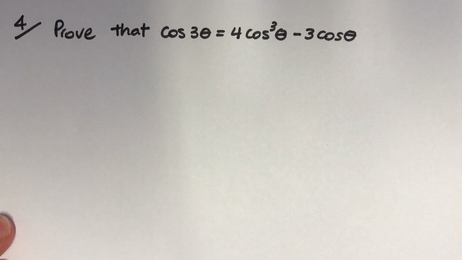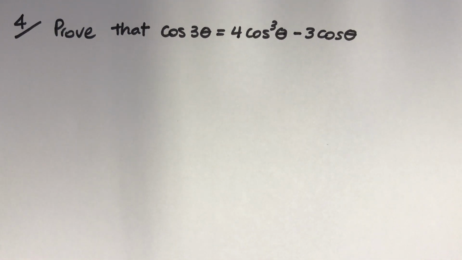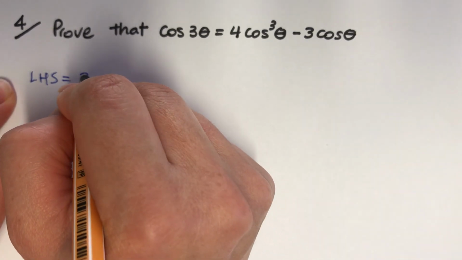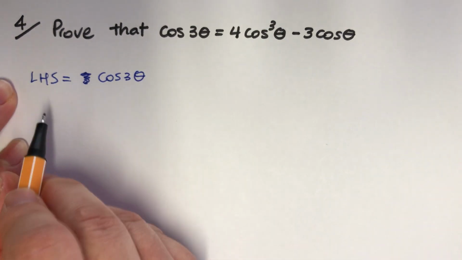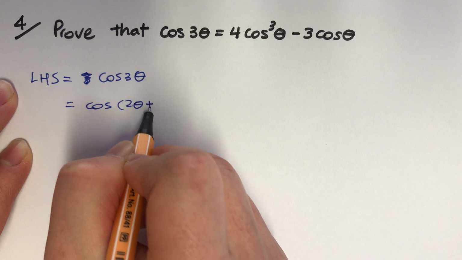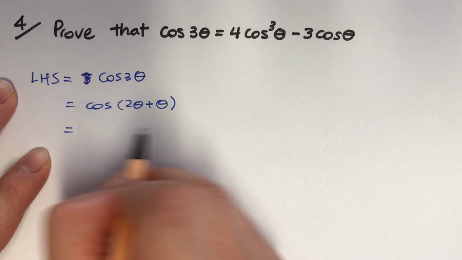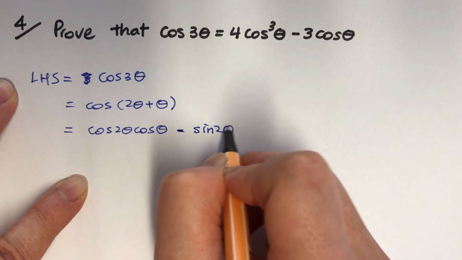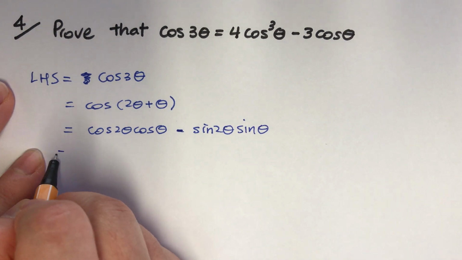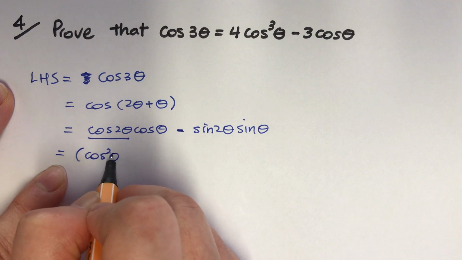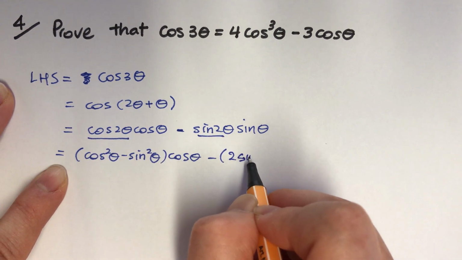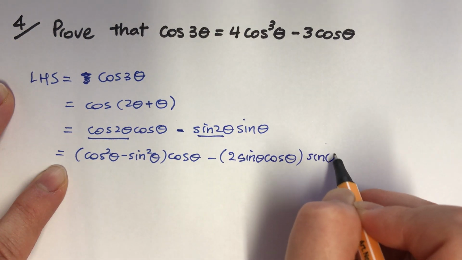Okay, next one, last question, guys. Prove that cos 3 theta equals 4 cos cubed theta minus 3 cos theta. Let's have a look. I'm going to go with the left hand side this time. Cos 3 theta, I'm going to write as cos(2 theta plus theta), and I'm going to use the double angle for this. Remember, cos 2 theta cos theta minus sin 2 theta sin theta. With this, we can write it as (cos squared theta minus sin squared theta) cos theta minus 2 sin theta cos theta times sin theta.